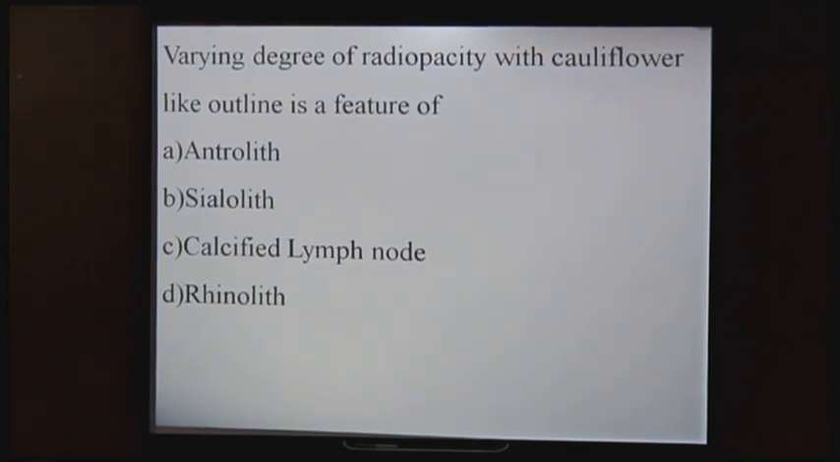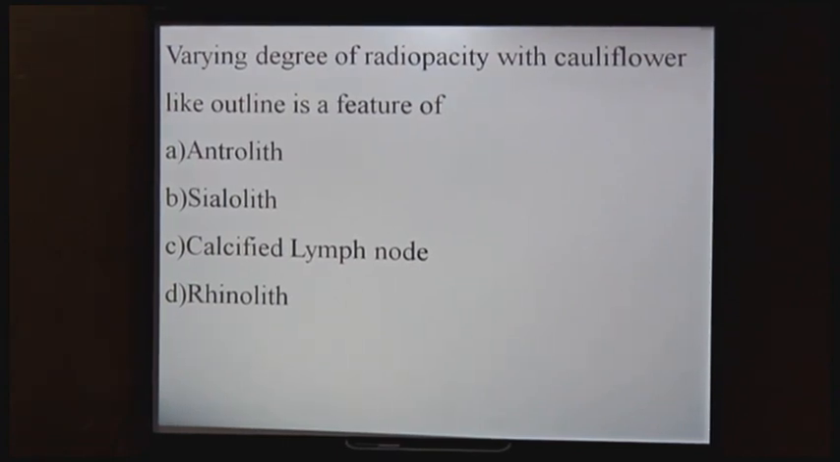Varying degree of radiopacity with cauliflower-like outline is a feature of. This is a chapter on soft tissue calcification in the 5th edition of White and Pharoah. What is antrolith? Calcification in the maxillary antrum. Xylolith, you know. Rhinolith? Nose. Calcification of the nose. So a cauliflower outline is a calcification node. Okay?